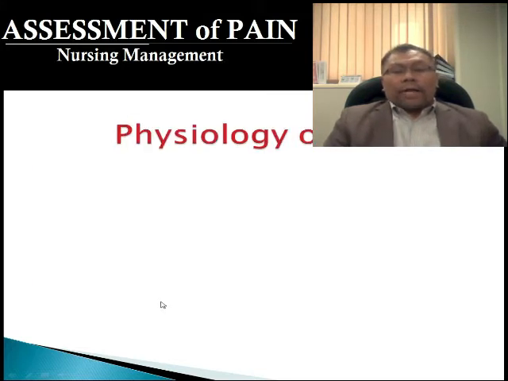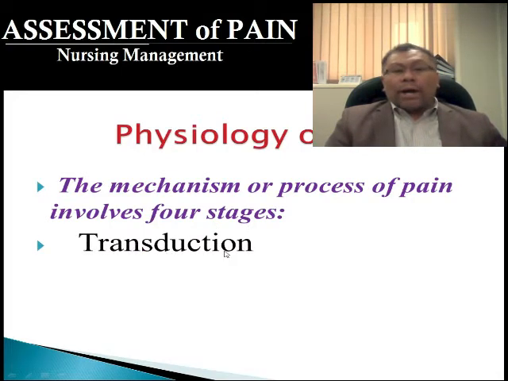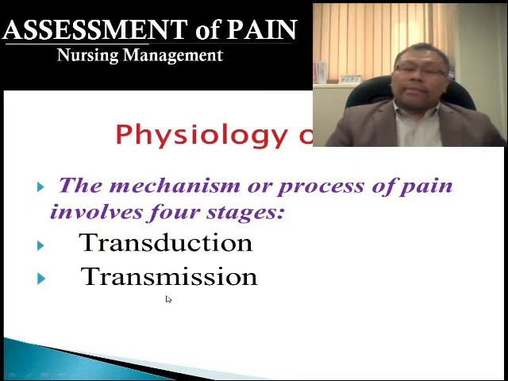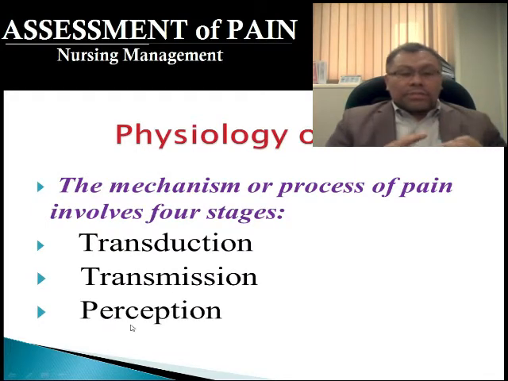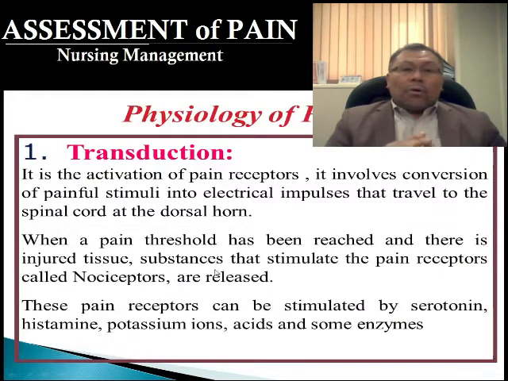So the question is, what is the physiology of pain? There's a mechanism or process of pain that involves 4 stages. Number 1, we have the transduction. Second, we have the transmission. The third, we have the perception. And then fourth, we have the modulation. First, let us discuss what is transduction.